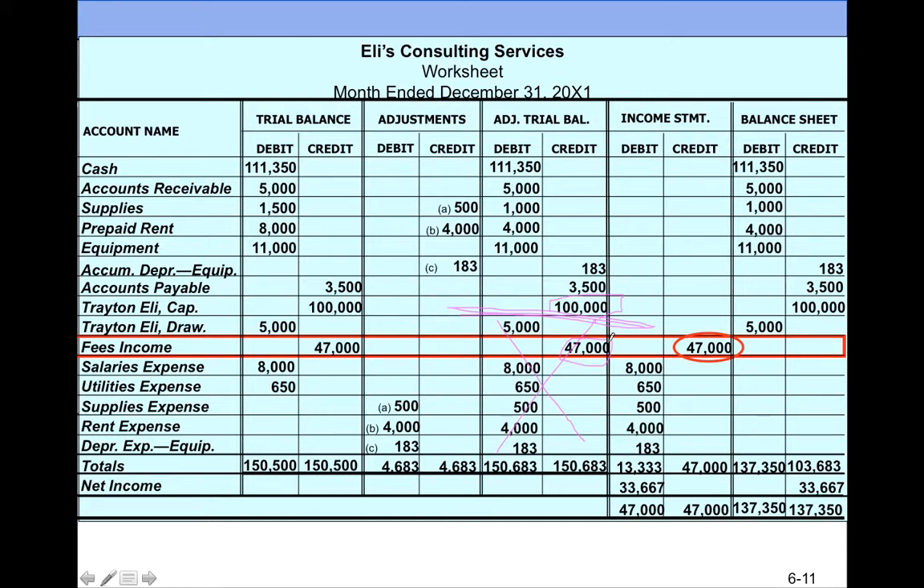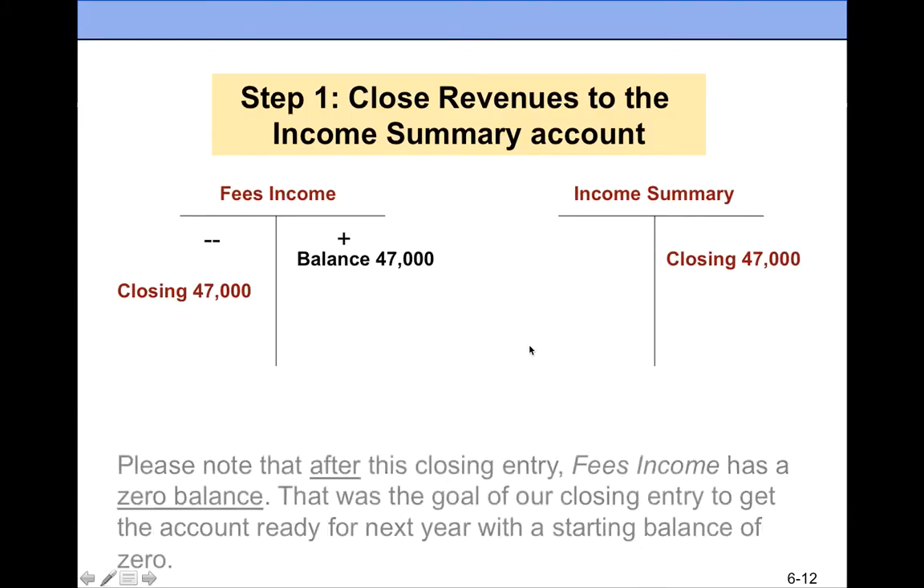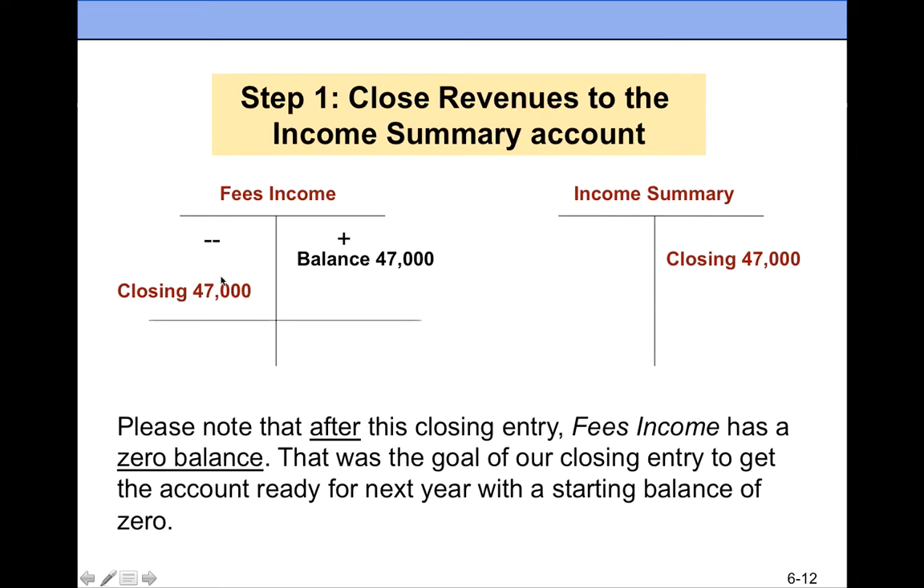How do I zero it out? Well, since it has a normal credit balance, I'm going to offset that balance. I'm going to debit revenue by 47,000 and it will make the balance go down to zero. So fees income, my first closing entry, debit fees income, and after I post it to the ledger, the fees income account will have a zero balance.